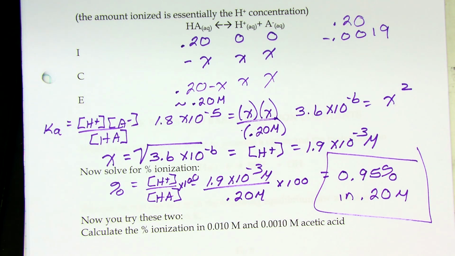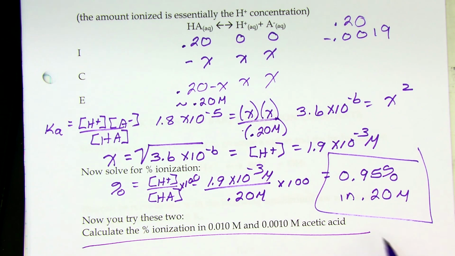Okay? Go ahead now on your whiteboards, and these are two different problems. Find the ionization in these two different concentrations of the same acid, acetic acid.